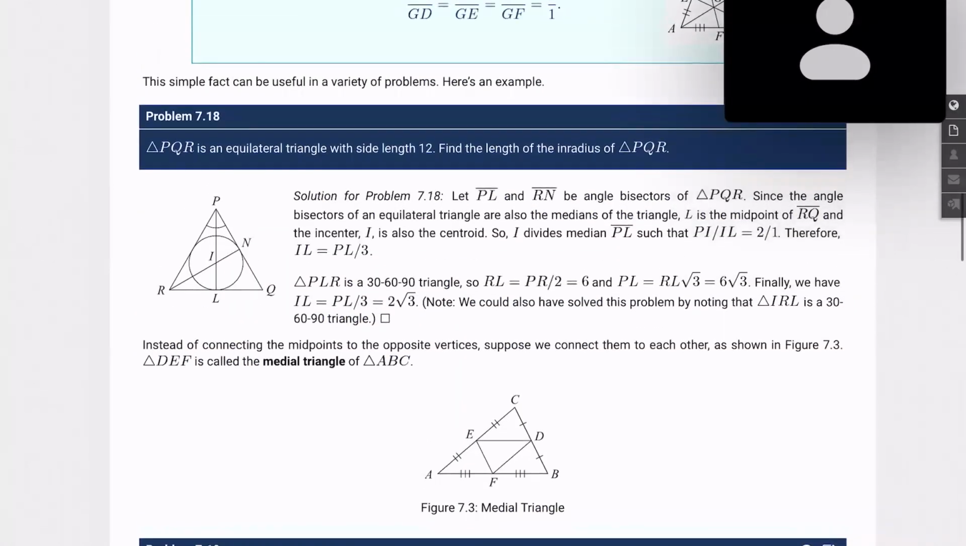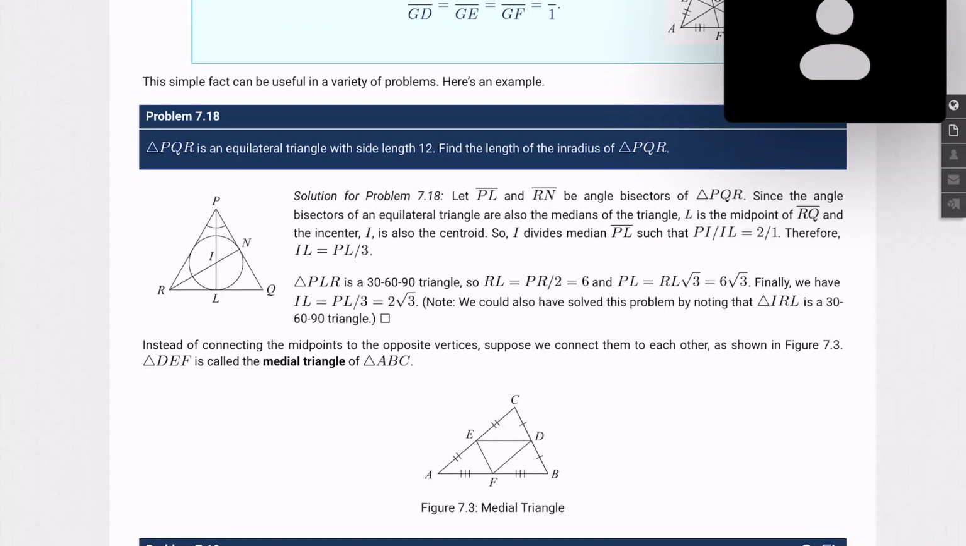Can you please read that for us? Let line PL and line RN be bisectors of triangle PQR. Since the angle bisectors of an equilateral triangle are also the medians of a triangle, L is the midpoint of line RQ, and the incenter I is also the centroid. So I divides median line PL such that PI over IL equals 2 over 1. Therefore, IL equals PL over 3.